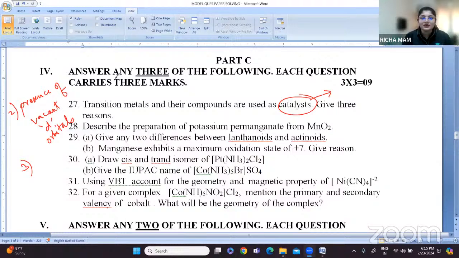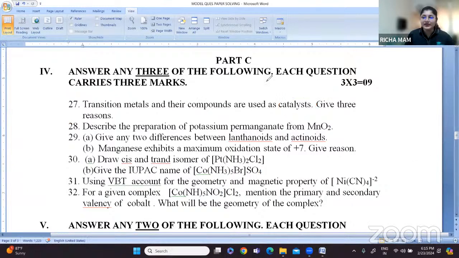Yes. The fourth one is that it provides a large surface area for adsorption of reactant molecules. Many have answered the same point. Yes, Dhanush, Vedvati, all the points are correct. So these are the reasons you have to mention. Any 3 reasons, and for each reason, you will get 1 mark. So like this, the marks are distributed.